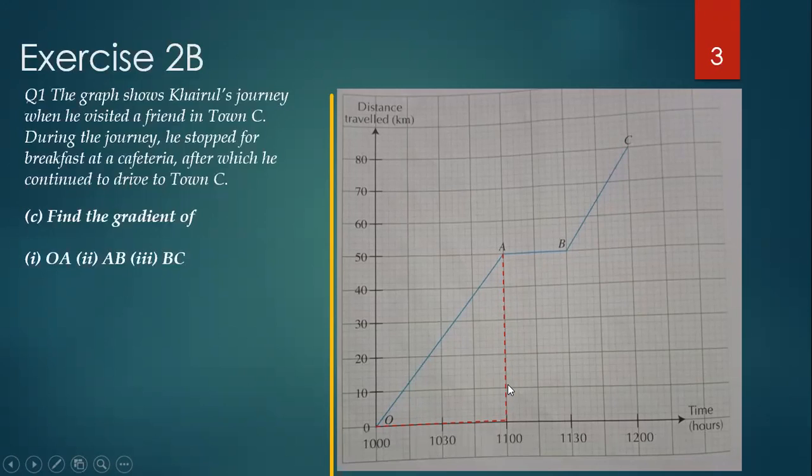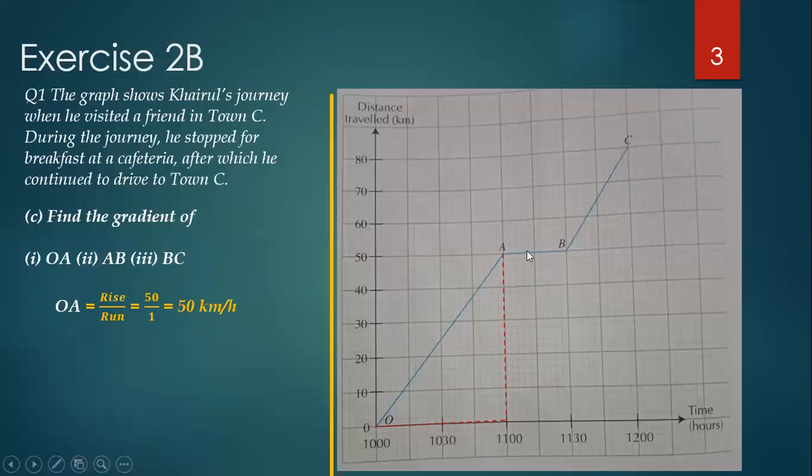So let's use the formula rise upon run, that is the gradient, and gradient is denoted as m. So m is equal to rise upon run, which is equal to 50 upon 1. Distance per unit time is basically speed. So his speed was 50 kilometers per hour, or you can say the gradient of the slope is 50.